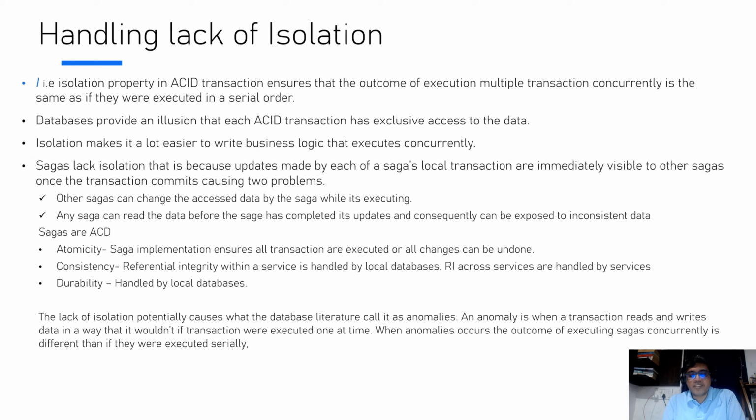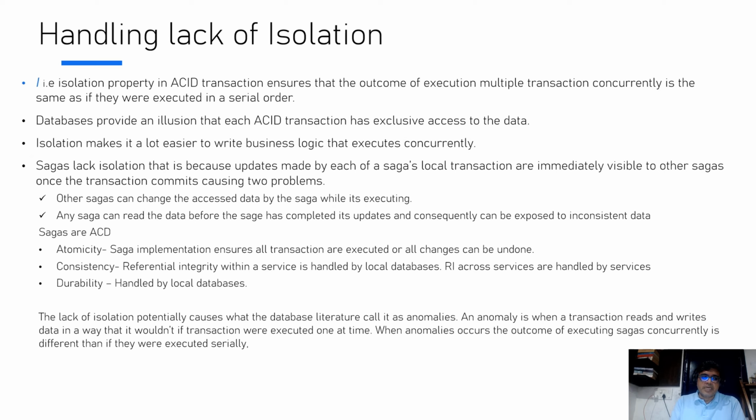Now, Sagas lack isolation. That is because updates made by each of a Saga's local transactions are immediately visible to other Sagas once a transaction commits, causing two problems. Other Sagas can change the data accessed by the Saga while it's executing, because it's still in process and not completed. That leads to dirty reads: any Saga can read the data before the Saga is completed, and its updates can consequently be exposed in an inconsistent state. These are very obvious problems when it comes to isolation, and they are dealt with by databases.